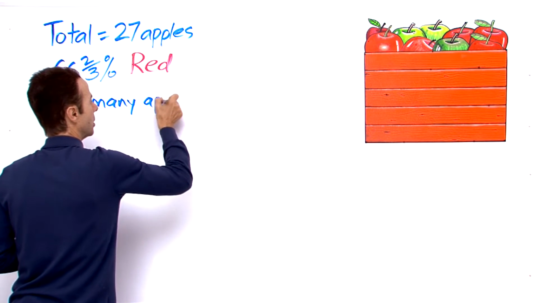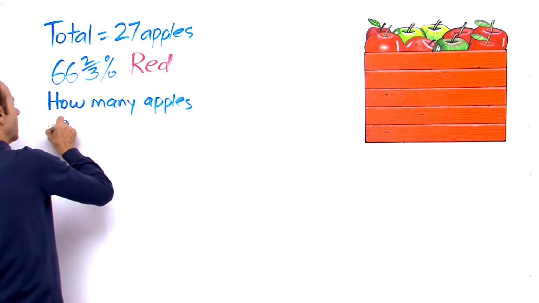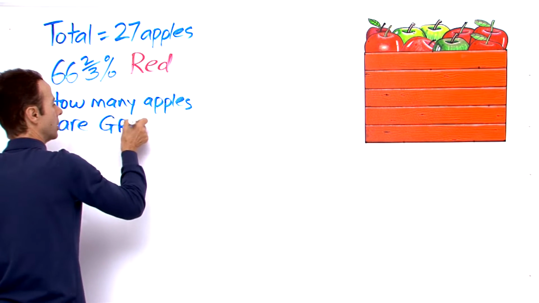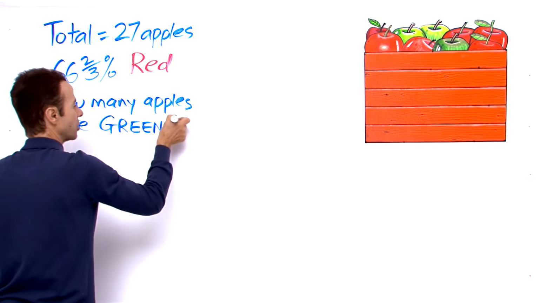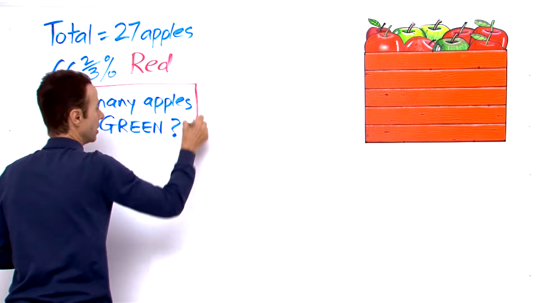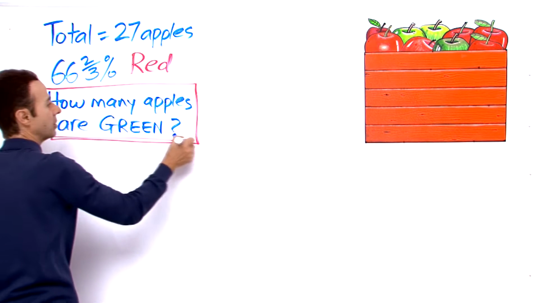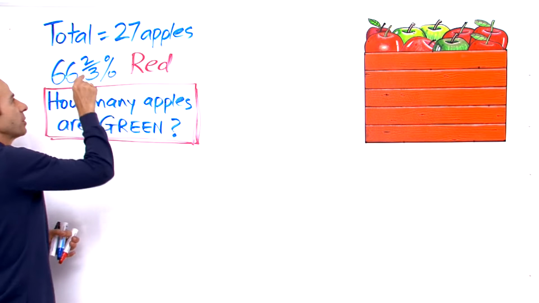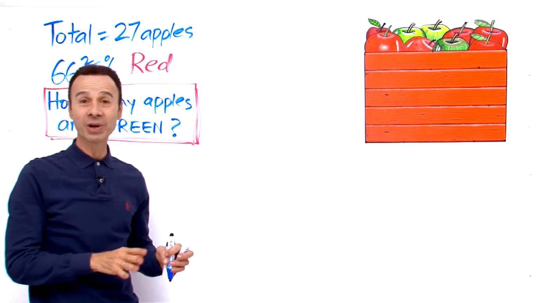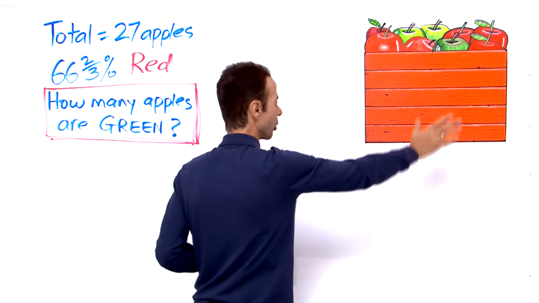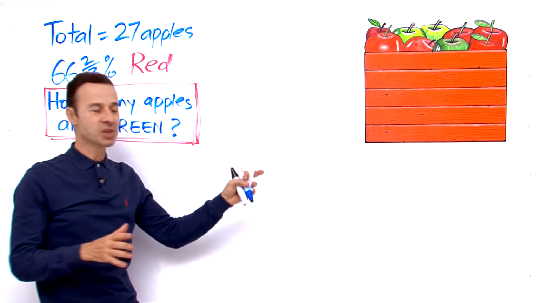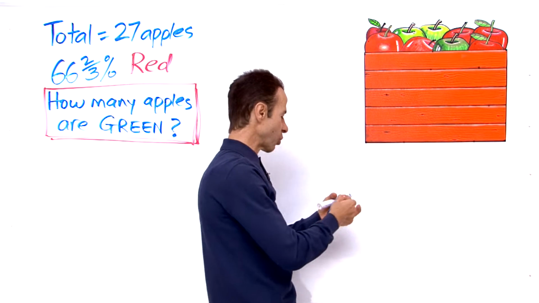Okay, the question is, how many apples are green? That's the question mark. That's our mission. That is our task. How many green? Well, what do we have? Well, we have the percentage red, but we have to get the number of green apples in that box with a total of 27. Well, the next thing I want to do once we've summarized this is draw a little picture next to this, something that represents what we're doing right now.